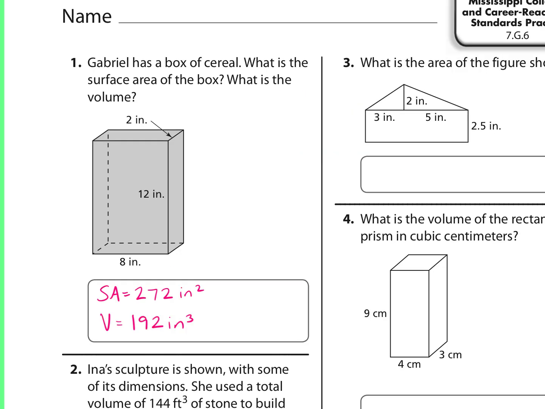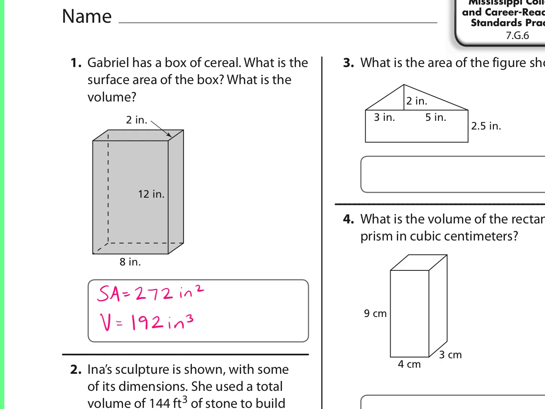Standard G6 has to do with formulas for surface area, volume, and just area in general. So it's a lot of using formulas. Number 1, Gabriel has a box of cereal. What is the surface area and what is the volume? And one thing I'll note is that you can repeat some of the information you used from surface area to help you find the volume.